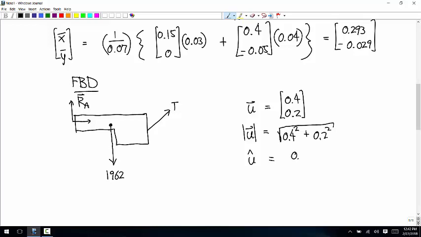Four. 0.447, 0.894. No, the other way, right? 0.894, 0.447. Okay, and then the force vector applied by the cable, I'll call it force cable, is this times t. So 0.894 t, 0.447 t.